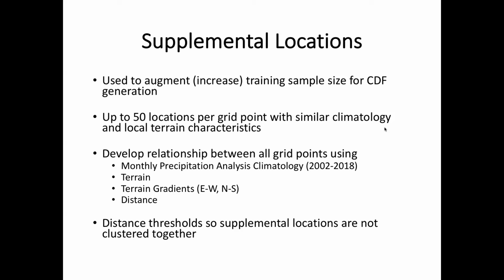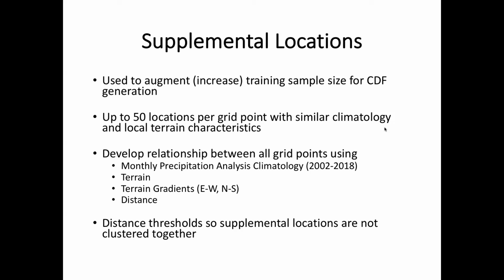The supplemental locations are used to augment, or in this case, increase the training sample size for CDF generation. Every grid point can have upwards of 50 other grid point locations with similar climatology and local terrain characteristics. We have a standalone program that does not run in production. It's in the development cycle, and it develops a relationship between a single grid point and every other grid point. This is a very time-intensive program that I had to rewrite in MPI in order to get it to work on a 2.5 kilometer grid.